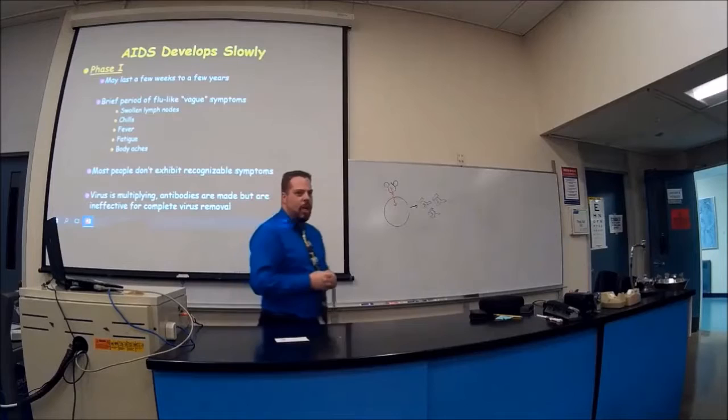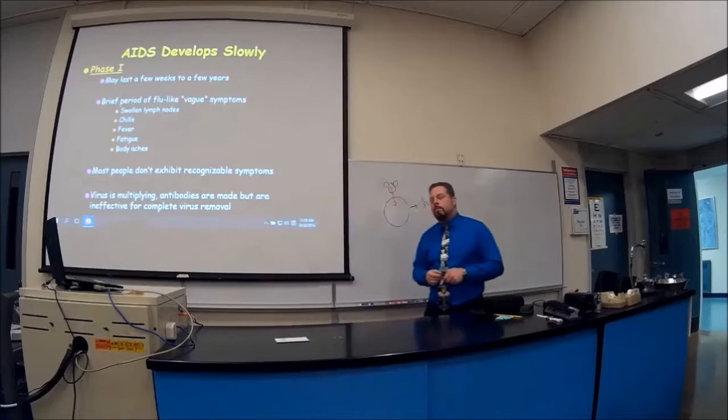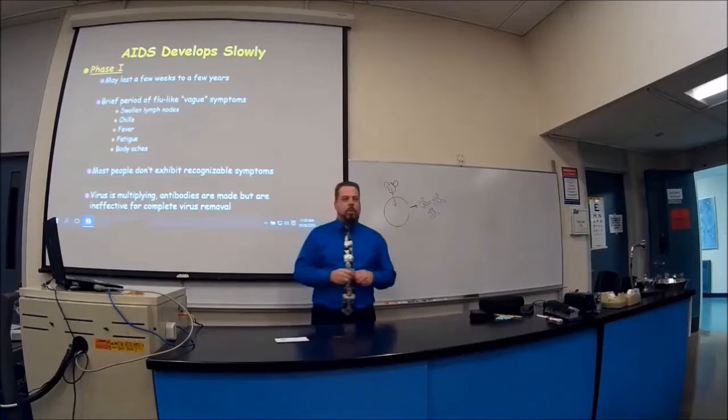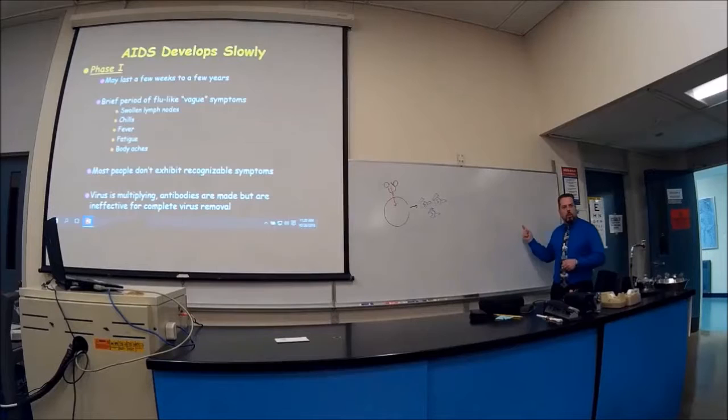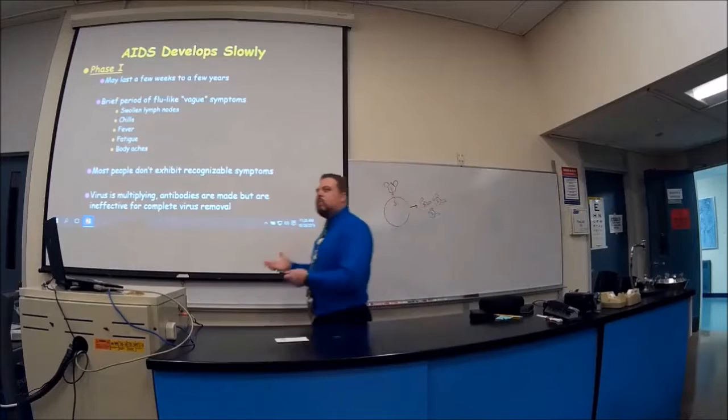But in the meantime, the virus is multiplying, okay? And antibodies are made but are ineffective for complete virus removal. It's just because it keeps changing. So they make an antibody for this, and now we have to make an antibody for this, and another antibody that makes it look like Pluto and Goofy and so forth. So your body's always making antibodies for something that won't exist anymore because the virus keeps on mutating, okay?